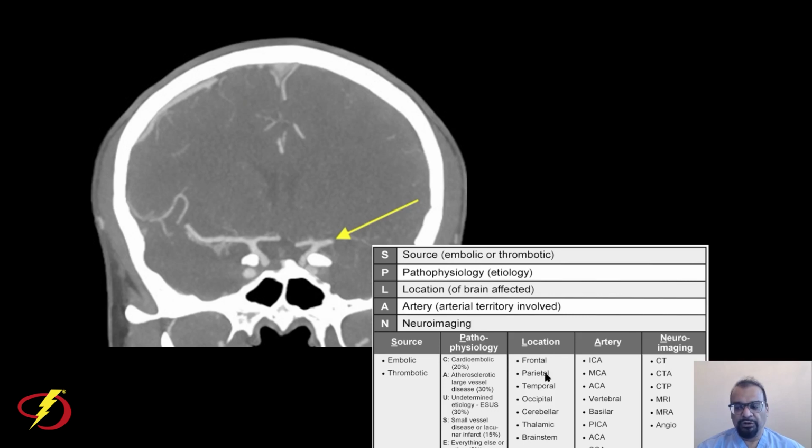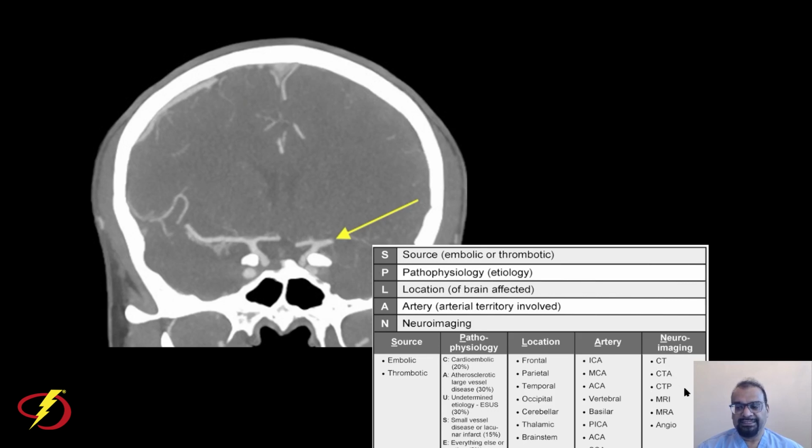So when we look at our studies, we're looking at those regions. When we're examining the patient, we're looking for functions that arise from the frontal and parietal lobes. Which artery is involved? We know this is the middle cerebral artery. What does the neuroimaging show? Well, the CTA, this is the CTA, it shows the left M1 segment is occluded.